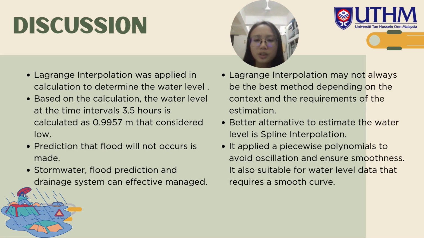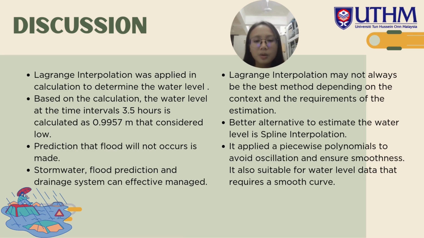Therefore, stormwater can be effectively managed by using Lagrange interpolation to estimate the water level at specific time intervals. Besides, an efficient drainage system specifically for this area can be designed by knowing the data of water level during rainfall. Other than that, Lagrange interpolation can be used to predict whether the area will be flooding or not. In this case, people can be evacuated early and accidents prevented to ensure their safety.